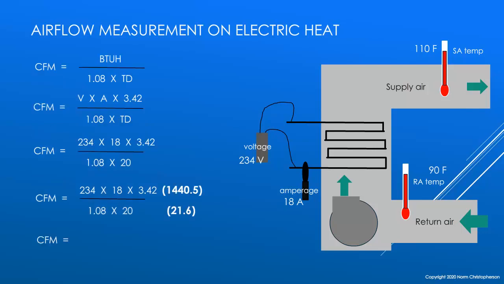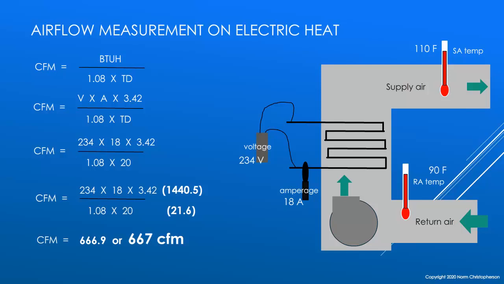So we can do the math. With the multiplication on the top done, we have a number of 14,405. And then the 1.08 times 20 on the bottom gives us a factor of 21.6. So now all we have to do is divide the 14,405 by the 21.6 and we will have CFM. So the result of our arithmetic is 666.9 CFM. We're going to round that up to 667 CFM, and that is about the amount of air necessary for approximately a 1.5 ton air conditioning unit.